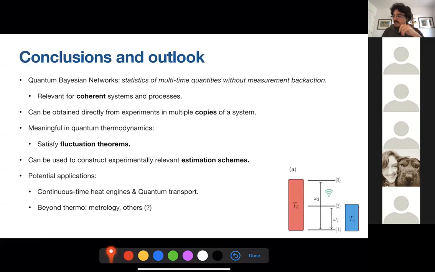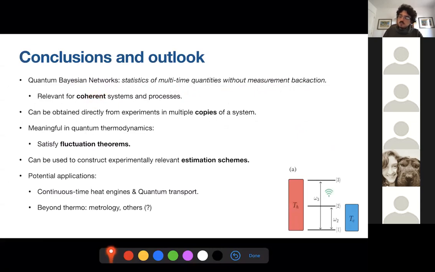So essentially, that's what I had to say. What I talked about was this idea of quantum Bayesian networks. And the headline is that this is nice if you want to talk about multi-time quantities without measurement back action. So you know you want to have something which depends on multiple times, but you want to avoid the annoying measurement back action, then QBNs is the framework to use. And this is particularly relevant for coherent processes.